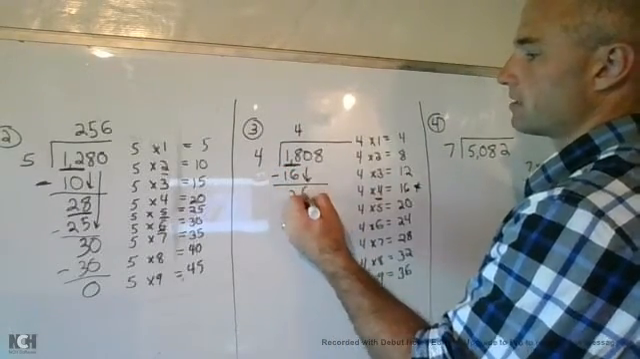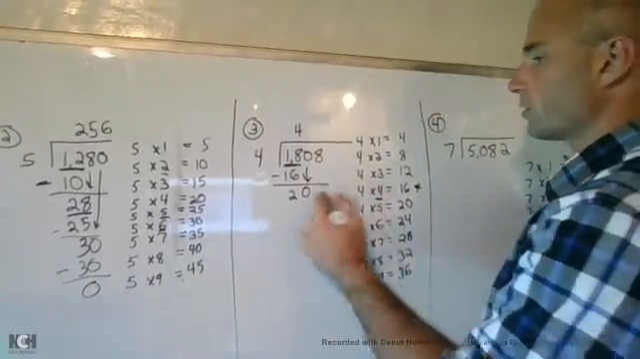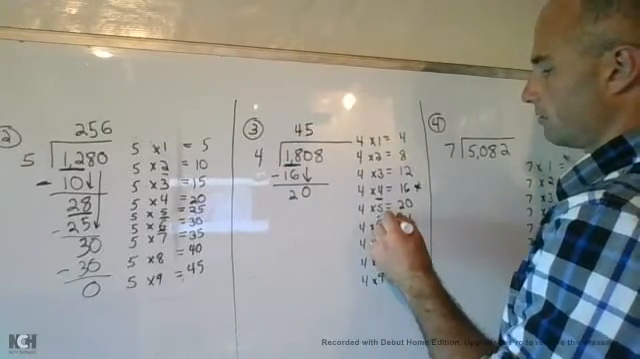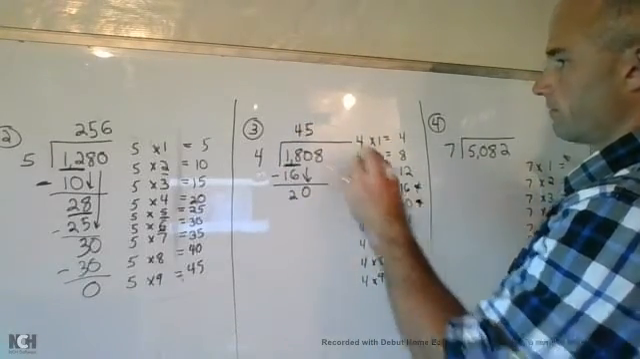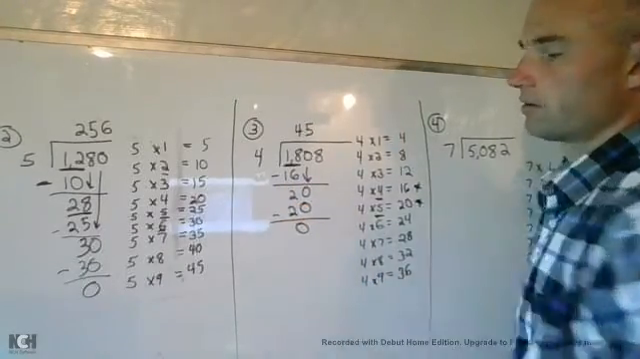I subtract to get 2. I bring down my 0. Now I have 20. 4 goes into 20 5 times, according to what I have here. 5 times 4 equals 20. I subtract, I have nothing.